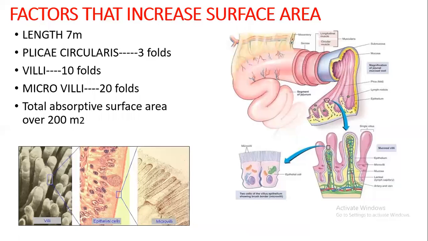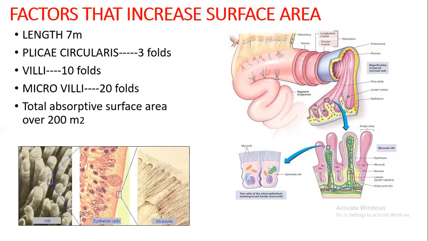Another important question asked is the factors that increase the surface area of the small intestine for absorption. So the factors that increase the surface area are, number one, the length. It is 5 to 7 meters approximately, such a huge length of the small intestine. It increases the absorption. Then you have plicae circulares, which we have discussed. They are permanent circular folds, and they're composed of mucosa as well as submucosa. These increase the surface area by 3 times.